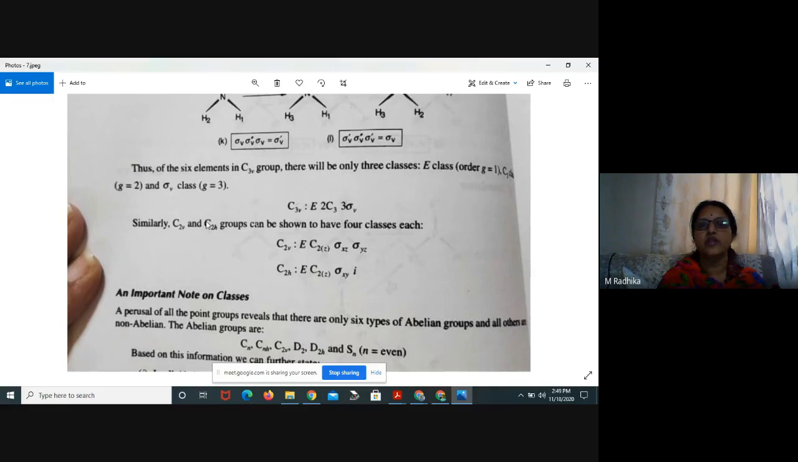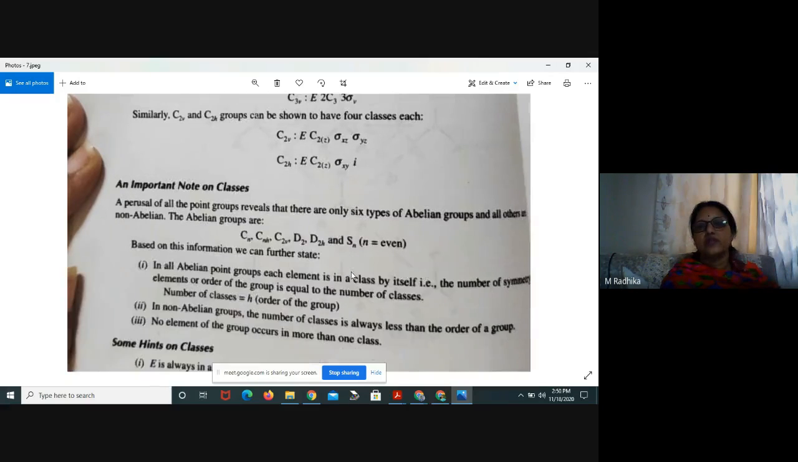Similarly, you can do it for other things, that is C2v and C2h. C2v is what, right? E, C2, sigma xz and sigma yz. The way we have done for C3v, you can do for this as well as for C2h also. Same thing you can do. You can find out how many classes are there in it. So this will come to 1, 2 and 3 classes. Here you will get 1, 2, 3 and 4 classes. So please work out for this. If you want, we can discuss it in the next class.